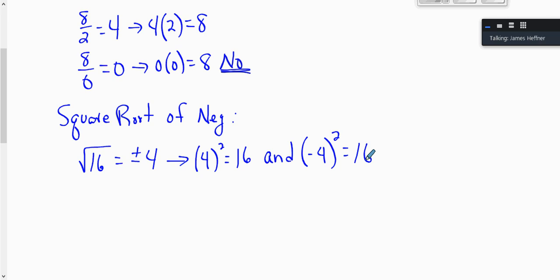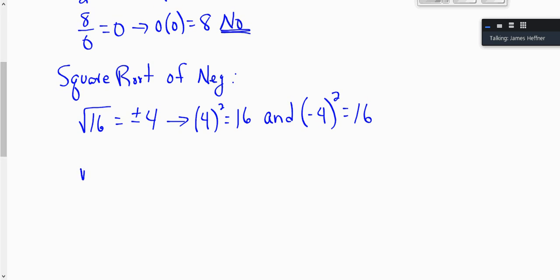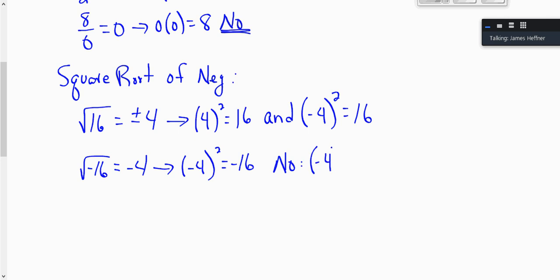This is something I see kids do. If I tried to take the square root of negative 16 and said, okay, that's negative 4, wouldn't that have to imply that negative 4 squared equals negative 16? That's what that would have to imply. Is that possible? No, because negative 4 times negative 4 equals positive. Not plus or minus.